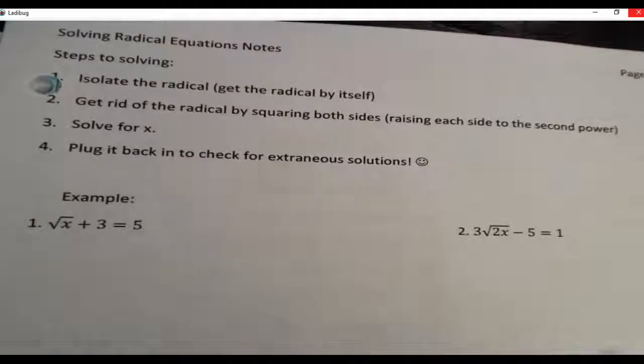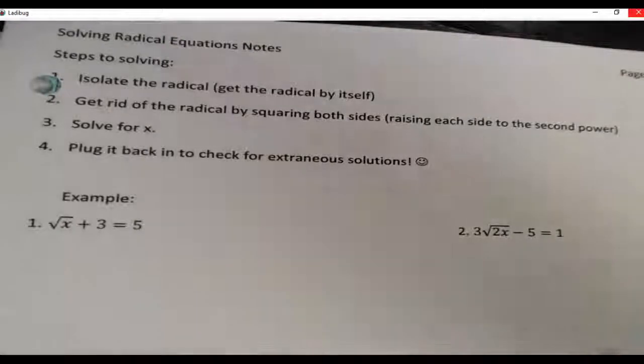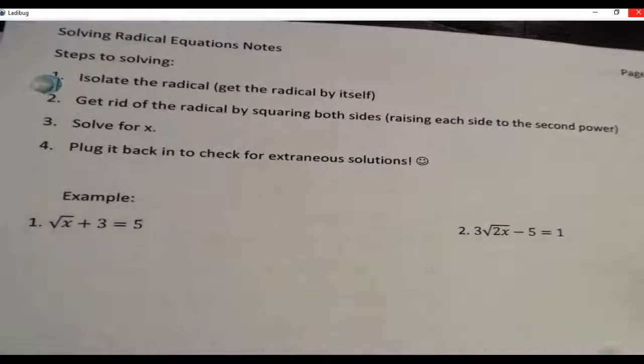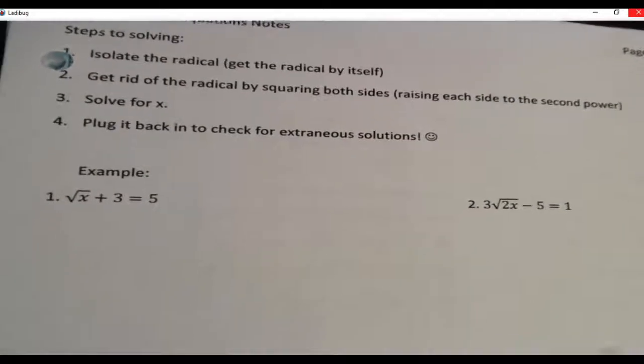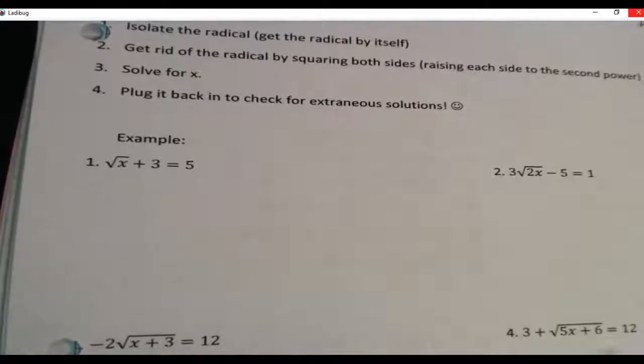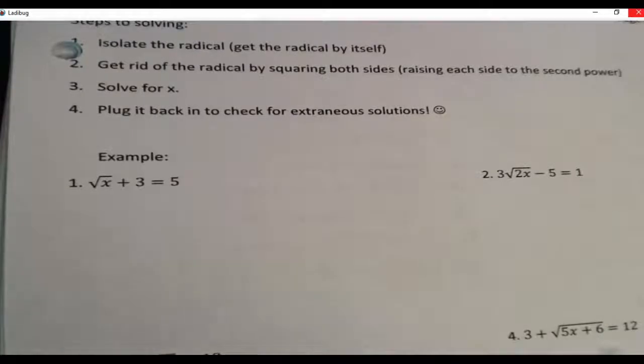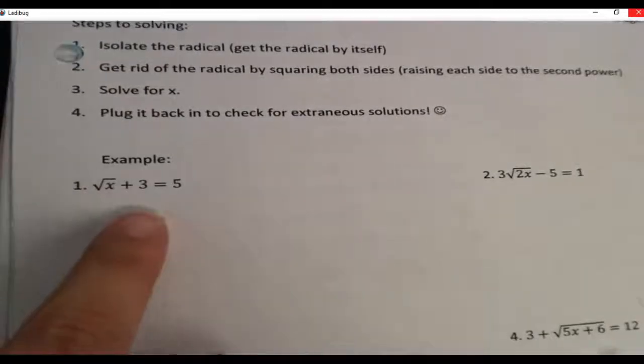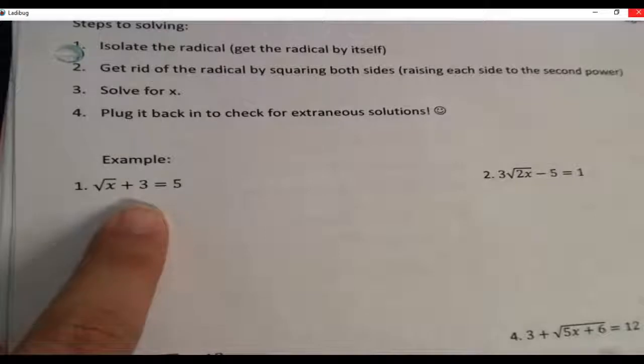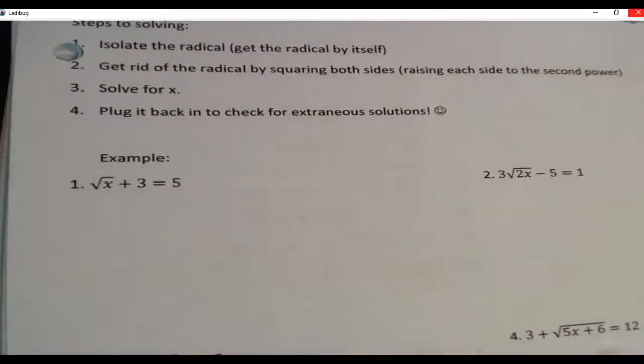And so an extraneous solution is one that works algebraically because of the squaring, but when you plug it back in, it doesn't work with the square root. So we'll look at one like that. So if we look at this first one, we have the square root of x plus 3 equals 5. So the first thing you want to do is move anything that's outside of the square root. So in this one, that plus 3 is outside of it. So how could I move it to the other side?